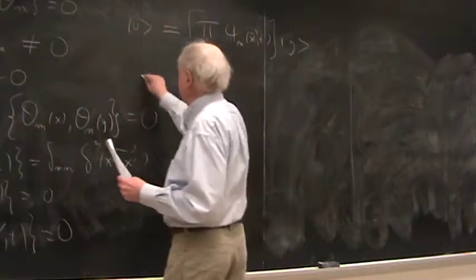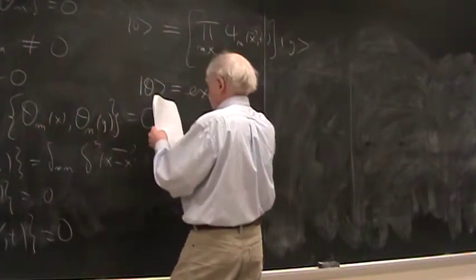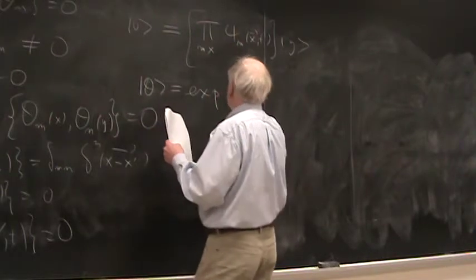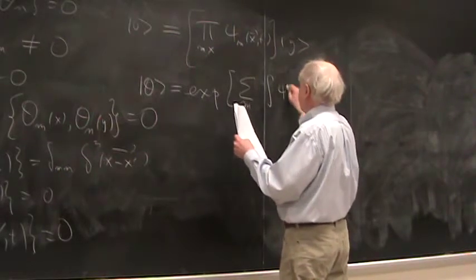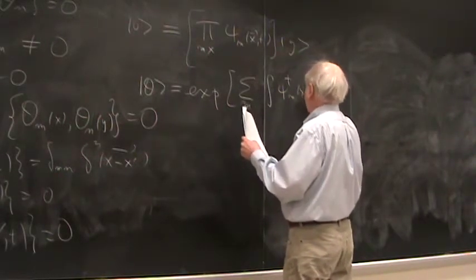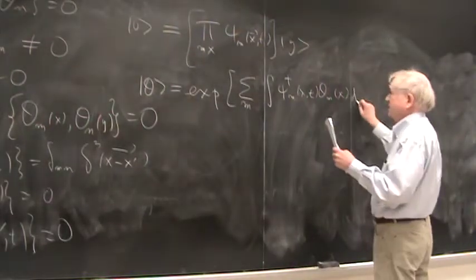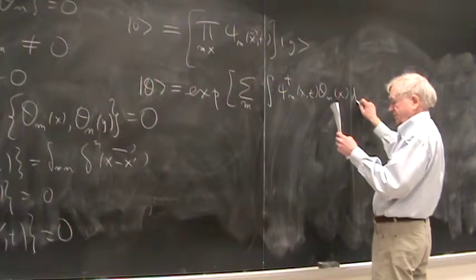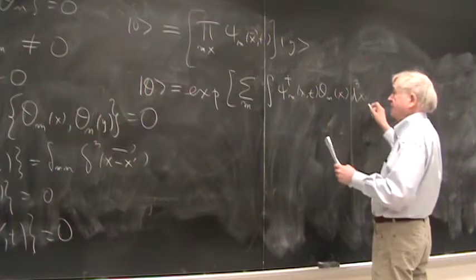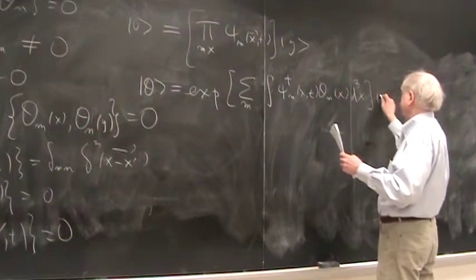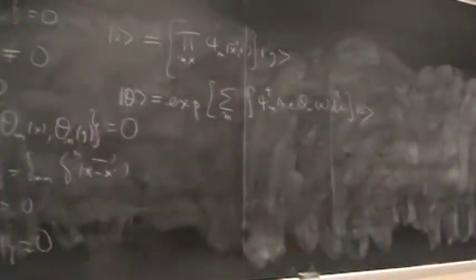And then we're going to define a state theta as exp of the sum on m, integral of psi dagger m of x and t, theta m of x, d, wow, left out the d, whatever. This better be d cubed x. And acting on zero, just as over here.